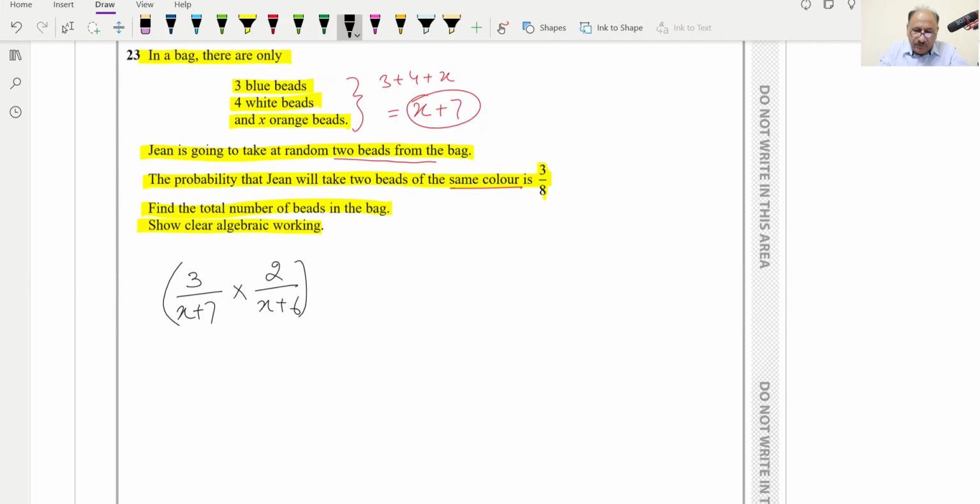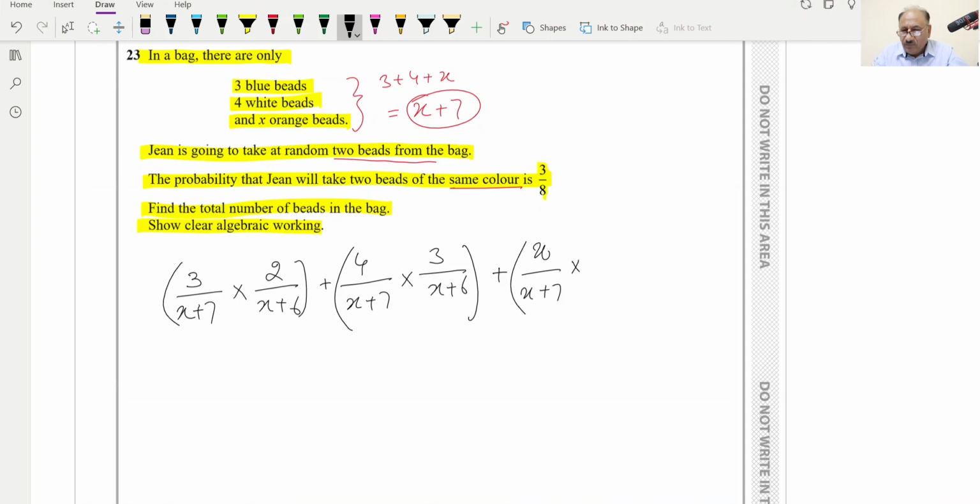So this will be the probability for both blue, and for both white it will be 4, because there are 4 white, over x plus 7, which is total, and for the second it will be 3 over x plus 6 with 1 less, and for both orange it will be x over x plus 7, and the second one will be 1 less, so x minus 1 over x plus 6, and this one is given as equal to 3 over 8, and this is what we have to solve algebraically and find the value of x.